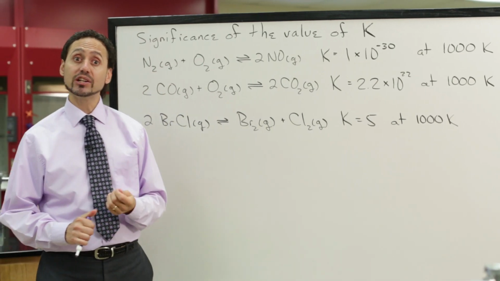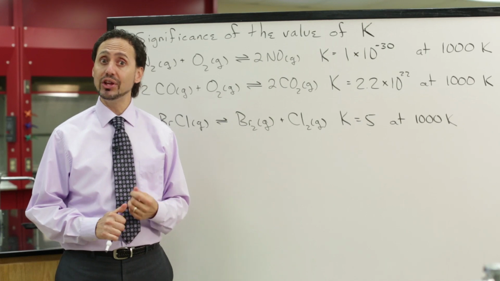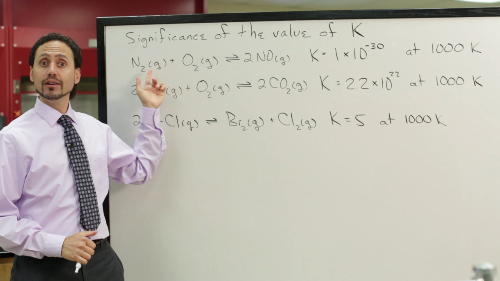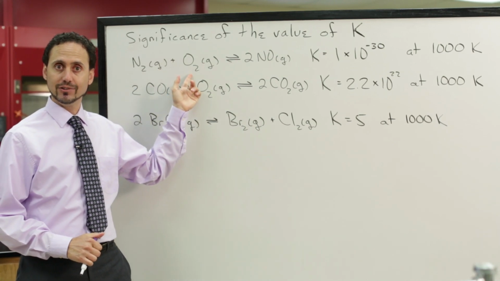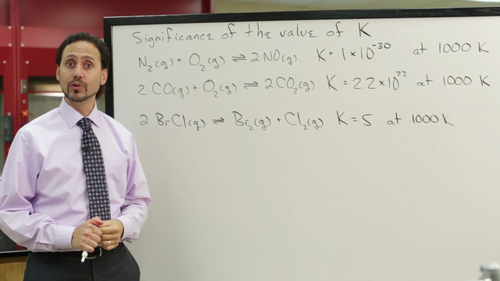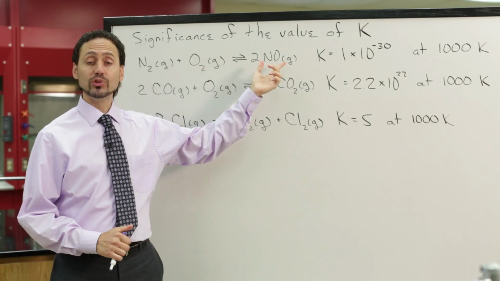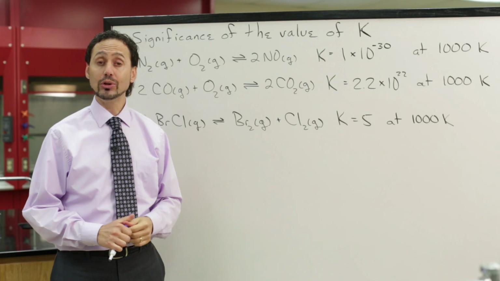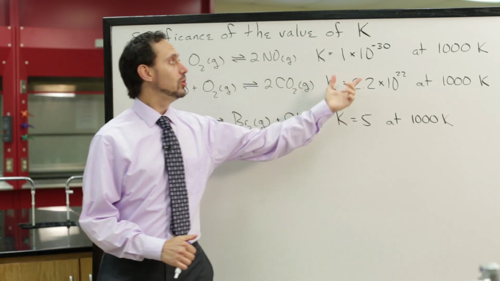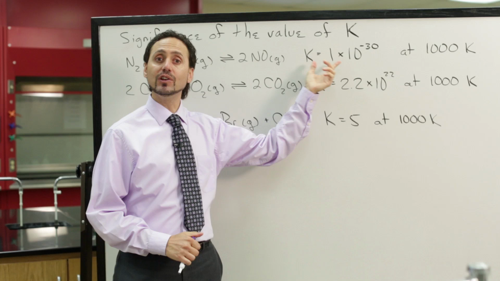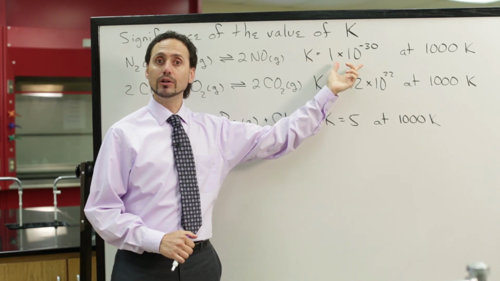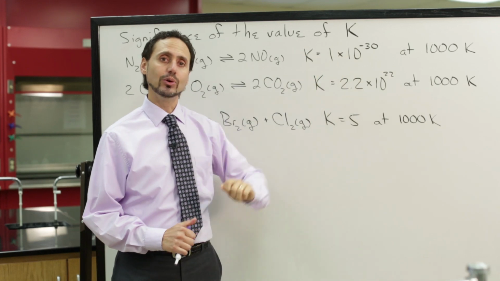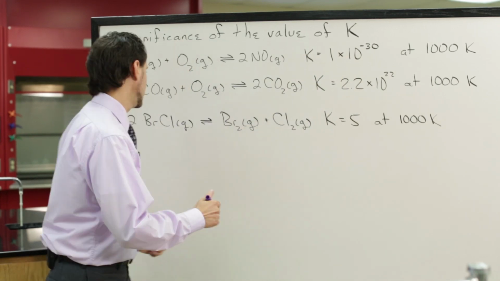And for those of us who like to breathe oxygen on Earth, it's probably a good thing that that's a very small number, because in our atmosphere we have nitrogen gas and oxygen gas. It wouldn't be a very good situation for us if that gas was reacting to produce NO all the time. We'd run out of oxygen. So this kind of makes sense that this equilibrium has a very small value. What does a small value really mean when we look at equilibrium constants?